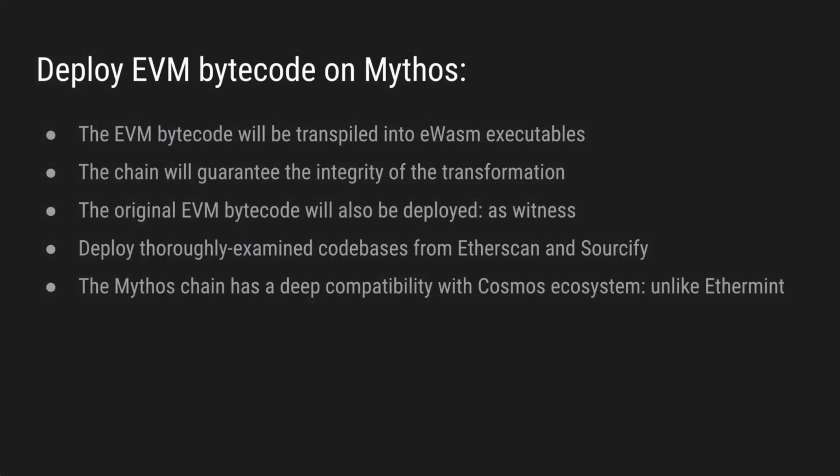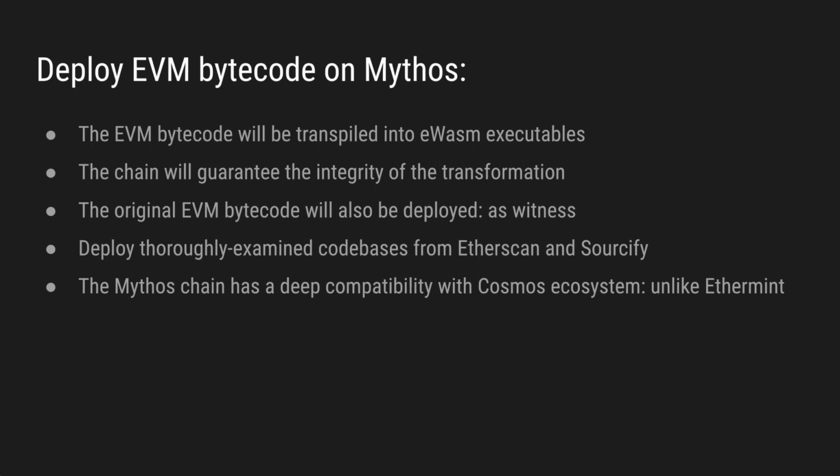In this video, you have seen direct EVM bytecode deployment on a Cosmos SDK chain with an EVM WebAssembly execution engine. The EVM bytecode will be transpiled into eWasm executables. The chain will guarantee the integrity of the transformation. And you can demonstrate that a smart contract deployed on another chain, like Ethereum, is the same as the one deployed on Mythos. And the original EVM bytecode will also be deployed as a witness of the transformation.